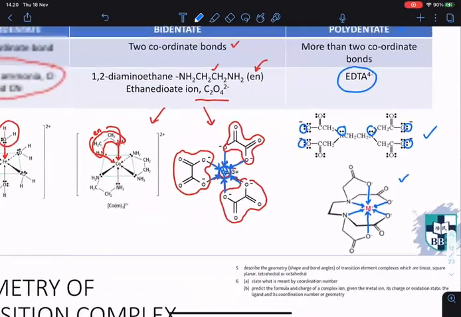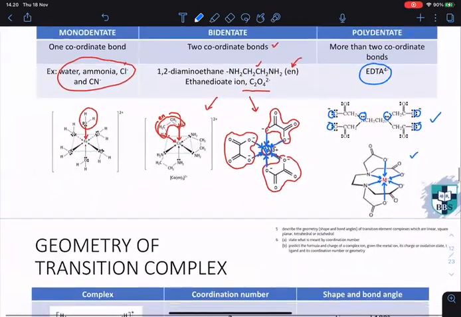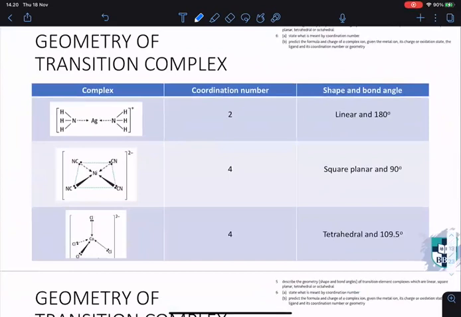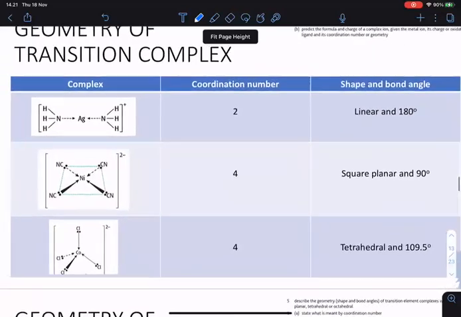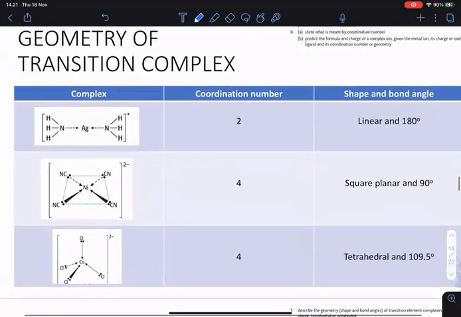Now, just now Frederick was asking me, can you show us the complex again? It's okay. It's the same thing. I put it over here. So you can also see from here, you can see the geometry of the transition complex.